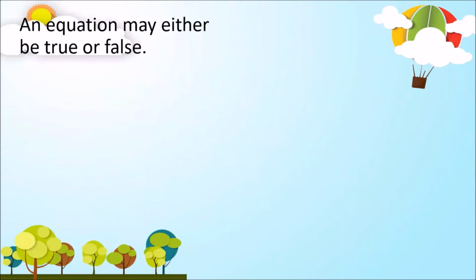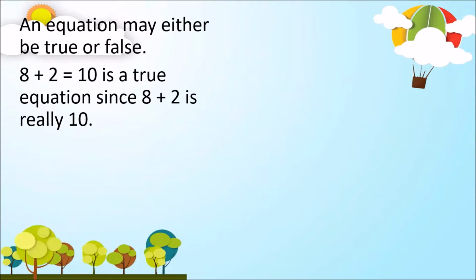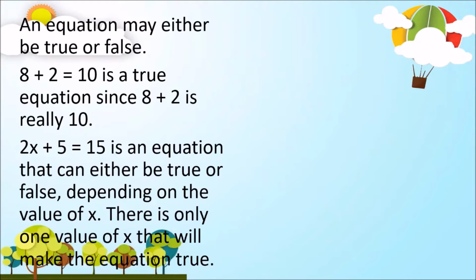So when we hear the word equation, that is the equality of two quantities, and we use the equal sign. An equation may either be true or false. So 8 plus 2 equals 10 is a true equation since 8 plus 2 is really 10. 2x plus 5 equals 15 is an equation that can either be true or false depending on the value of x. There is only one value of x that will make the equation true.